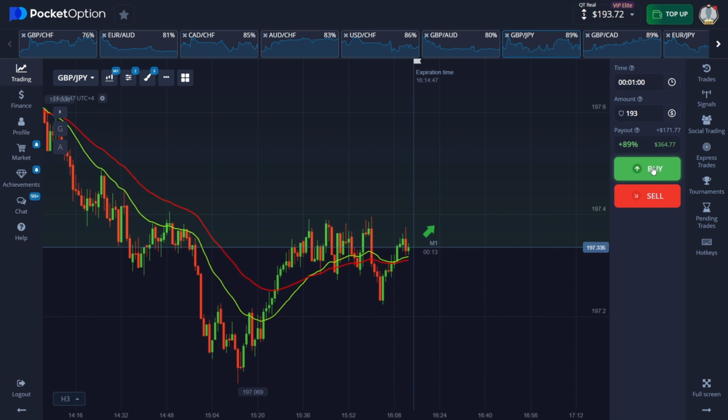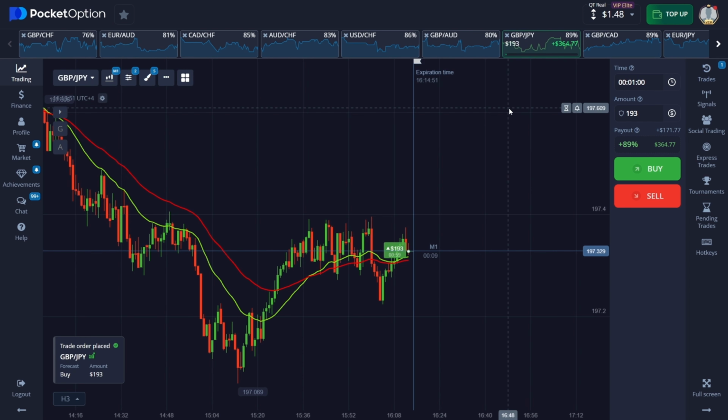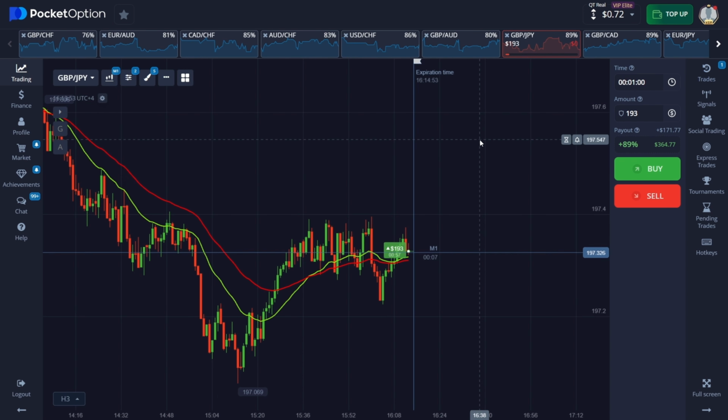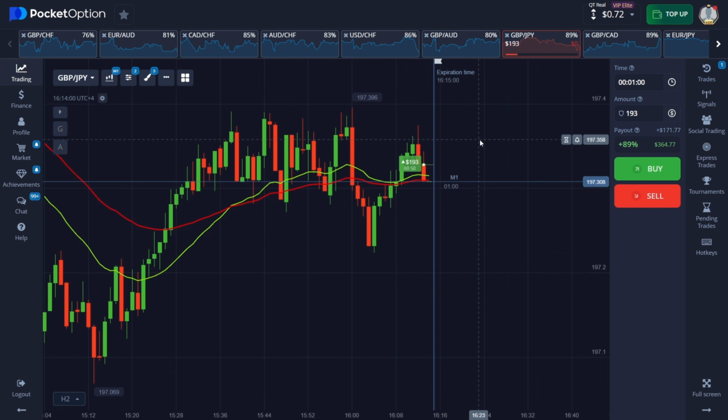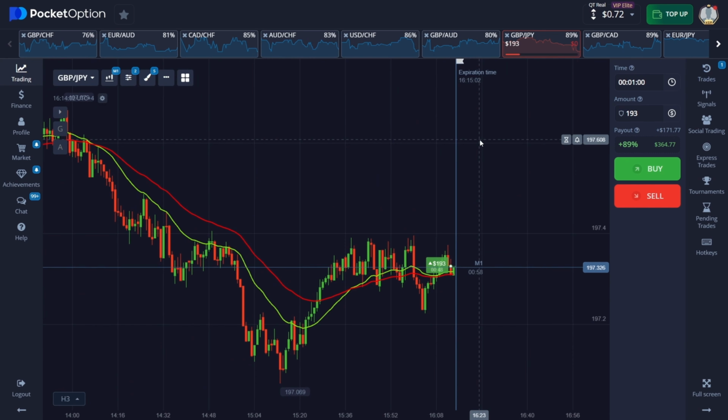On GBP/JPY, we have a trade. If this candle gives us an entry, we can try for the upside move. Alright, I got an entry and placed a trade for the upside move on GBP/JPY worth $193. As you can see, the previous red candle closed near the 25 EMA level. That's why I took this trade for the upside move.